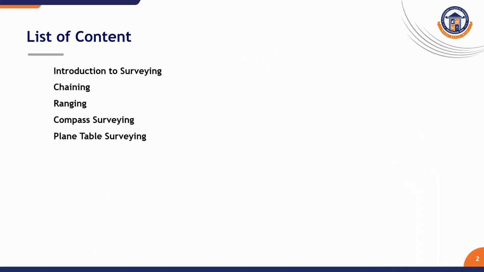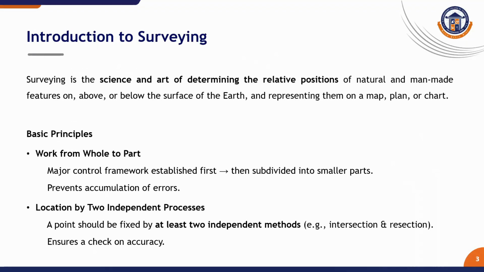To provide a clear structure for our discussions, we will cover the following key topics. We will begin with the introduction to surveying, outlining its professional principles and classifications. We will then dive into the practical aspect of chaining and ranging. Following that, we will explore compass surveying for determining directions. Finally, we will touch upon plane table surveying for rapid mapping. This progression will give us a comprehensive understanding of traditional linear measurement methods.